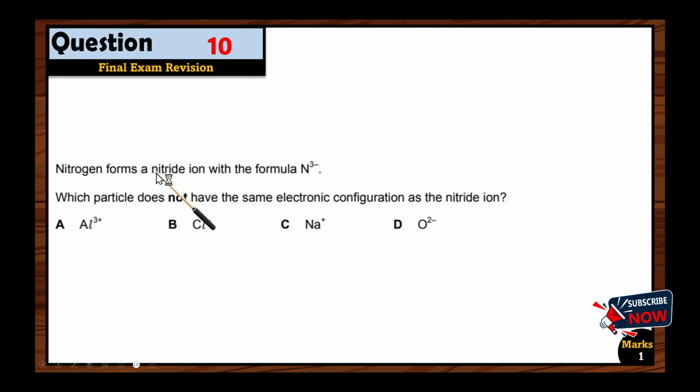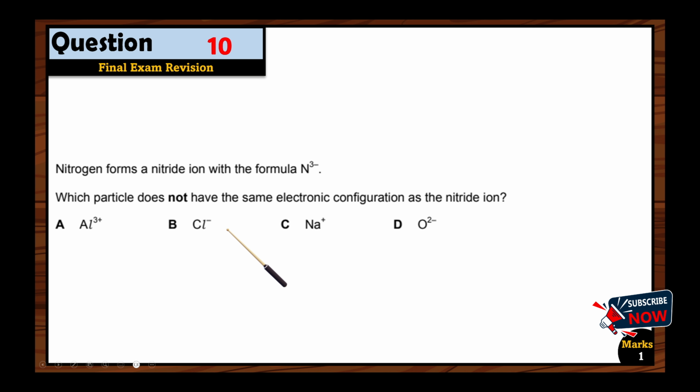Okay, question number 10. Nitrogen forms a nitride ion with the formula N3 minus. Which particle does not have the same electronic configuration as the nitride ion? For this one, you have to open your periodic table. First of all, let's see aluminium. Aluminium is 3 plus. Aluminium has a total of 13 electrons. If it loses 3 electrons, as shown here by the 3 positive charge, it will have only 10 electrons left, right? But in N3 minus, N has 7 electrons total and it will gain 3 more, so it will become 10, right? So nitrogen and aluminium have the same electronic configuration.